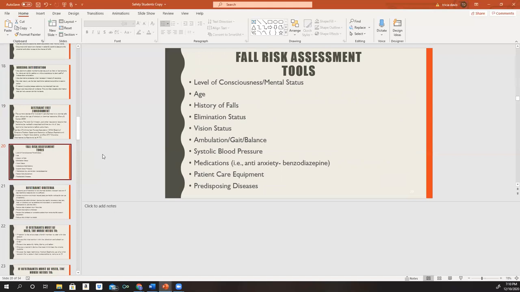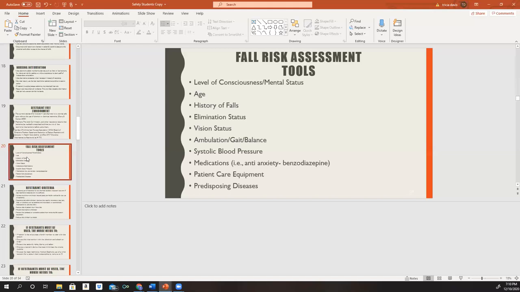Well, if your patient has all of those things, even if they're 15 years old, they're probably at risk for having a fall, right? Because can you imagine trying to get to the bathroom and carrying all those things in a small room? And then you want to know any predisposing diseases that they have that would increase their risk of falling. Then you fill this assessment out and it gives you a score.